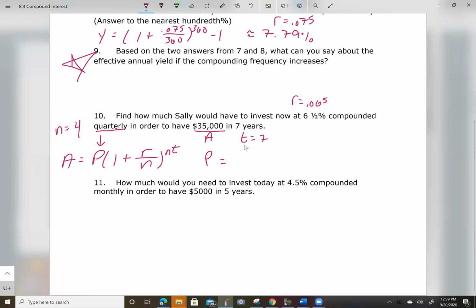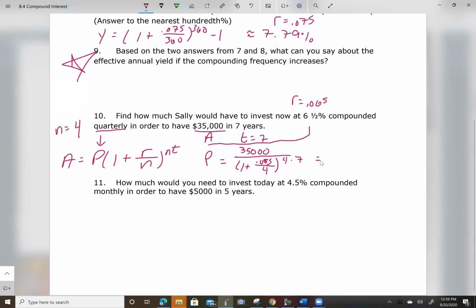P is equal to the future value, which is 35,000. Let's separate this here. 35,000 divided by that whole last thing, 1 plus 0.065, which is my r, divided by 4, which is my n, to the power of 4 times 7, which is my t.